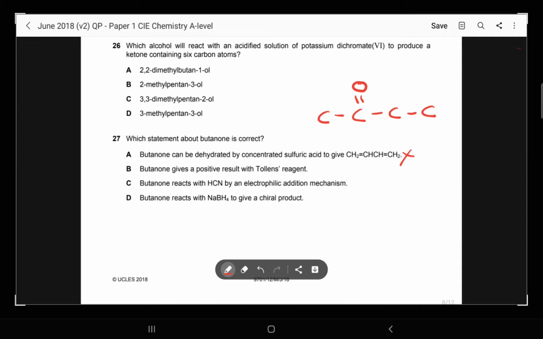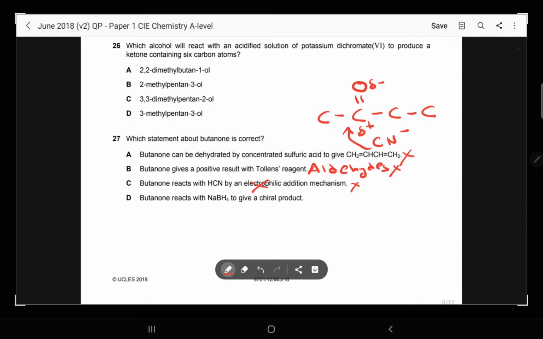Also, there's going to be 1 double bond that's formed, not 2, unless it was a diol. Butanone gives a positive result with Tollens reagent. Aldehydes give a positive result with the Tollens reagent, so this is obviously not going to be true. Butanone reacts with HCN by an electrophilic addition mechanism. The CN minus ion is attracted to the delta positive carbon center. So this is nucleophilic addition, not electrophilic, so this is wrong.